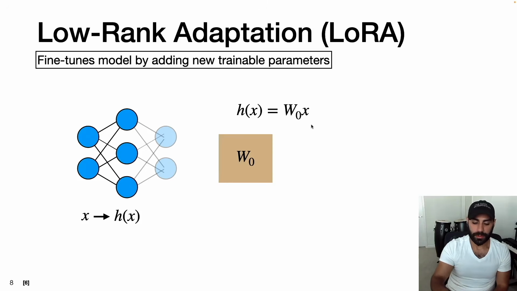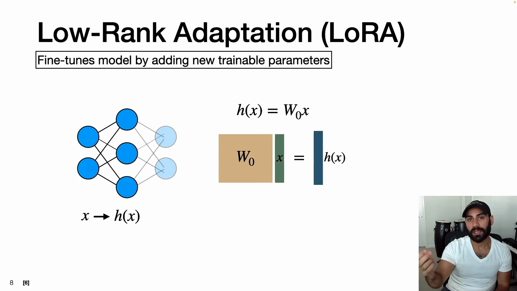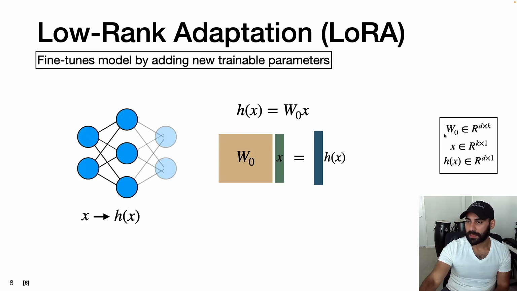h of x is just equal to x, we can think of it as a vector to keep things simple, times some weight matrix, which is just some 2-dimensional matrix. To see this a bit more visually, we have our weight matrix, which is some d by k matrix. We have x, which we'll just take to be a vector in this case. The multiplication of these two things will generate our hidden layer. And for the math aficionados here, the spaces that these objects live in.